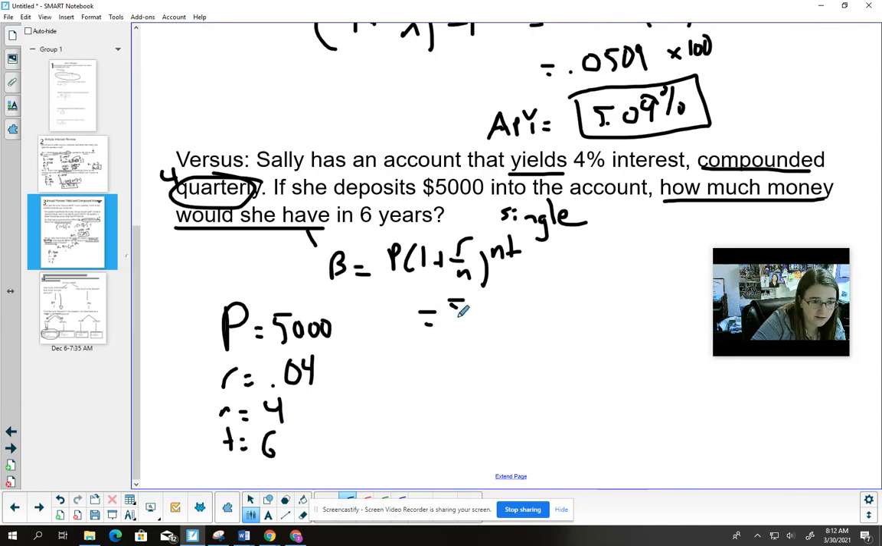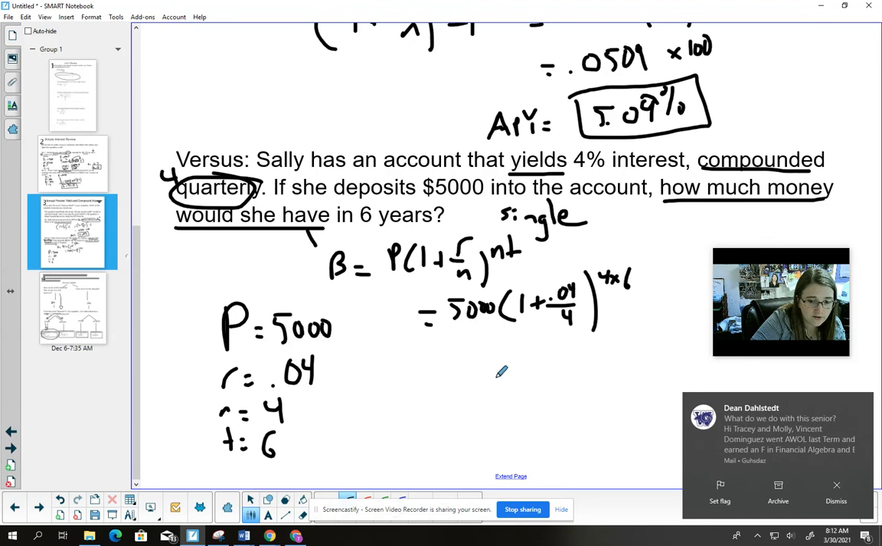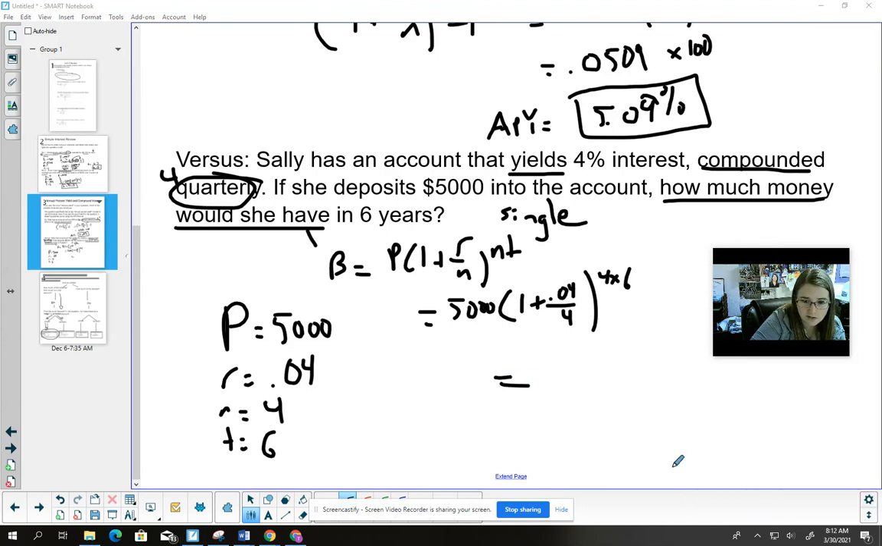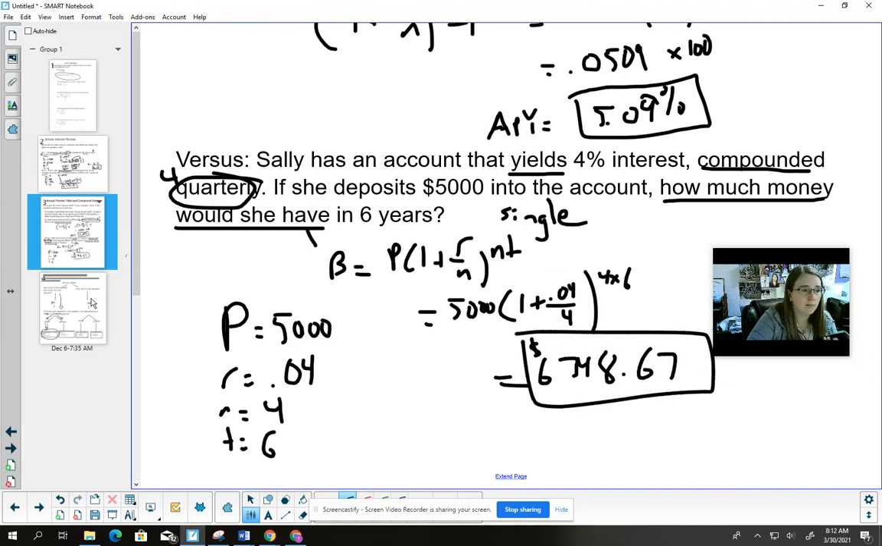So we got 5,000 times (1 plus 0.04 divided by 4) to the 4 times 6. Be very careful not to get your variables mixed up here. 1 plus 0.04 divided by 4 to the 4 times 6. Okay, you should have gotten 6,348.67.